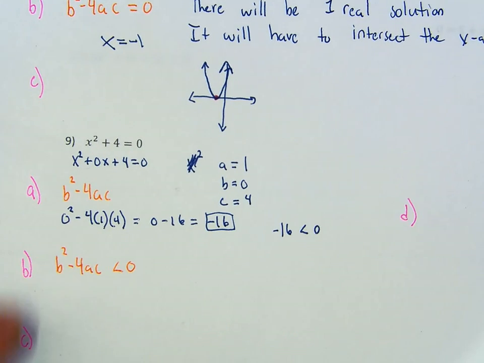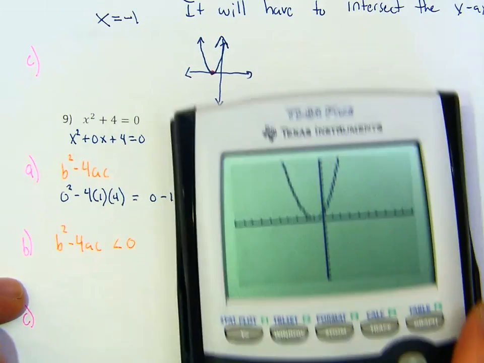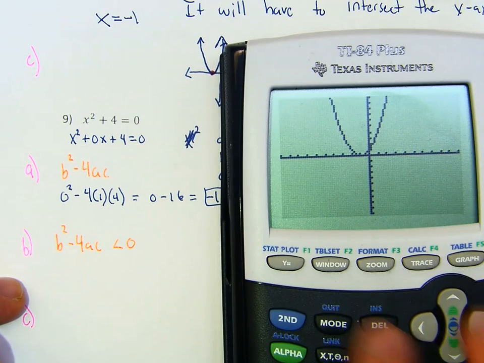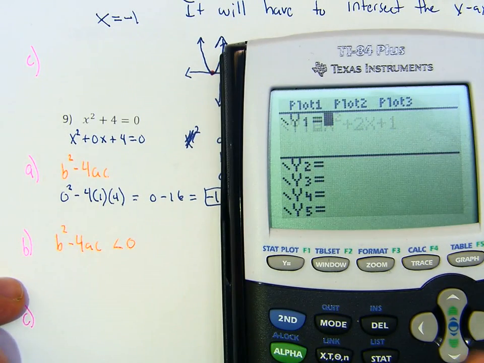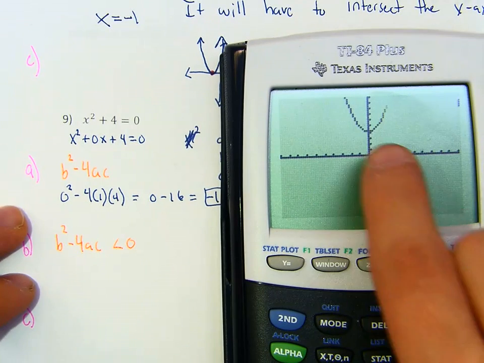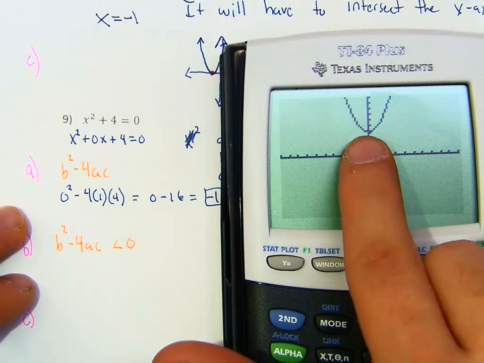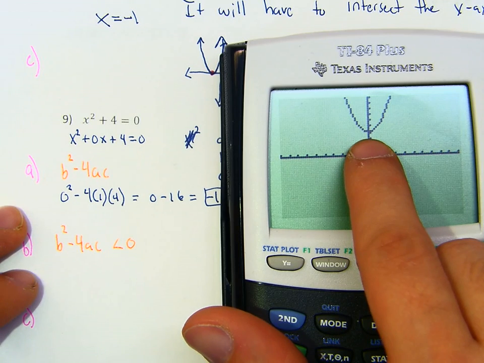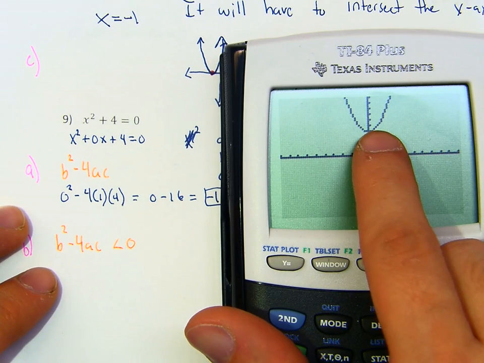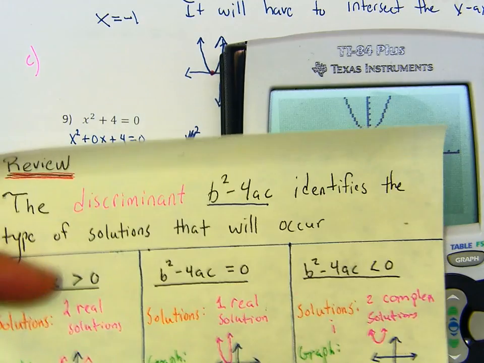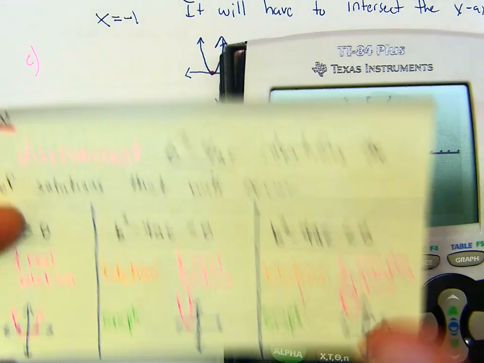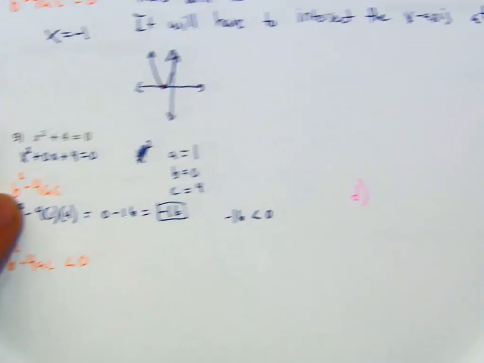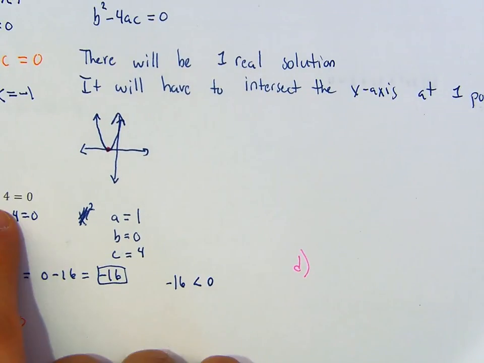So let's see, for part C, let's actually check it. Let's plug it in and see what happens. So if I go to y equals, and I'm going to plug this function in, x squared plus 4, I have x squared plus 4, and look here, it does not hit the x-axis, right? And here, what has to happen, there has to be two complex solutions. So I messed up because I didn't ask you to actually compute this.